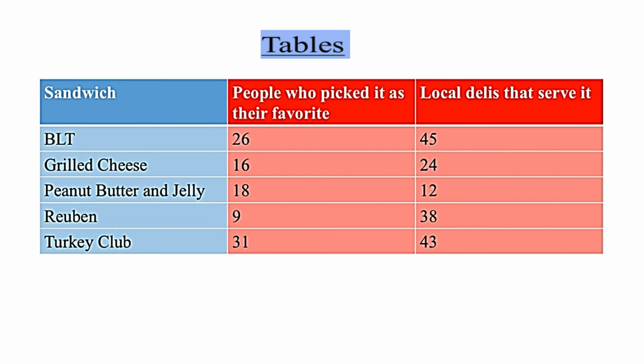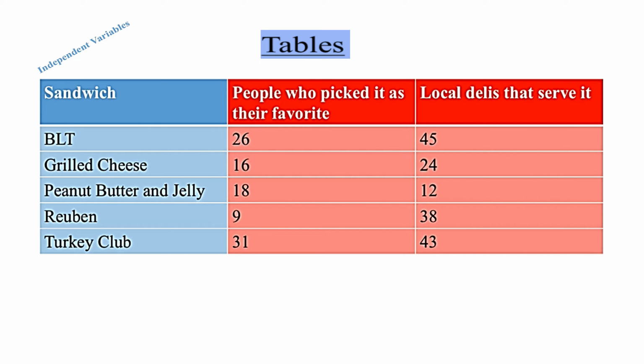Basically, it's just a way to organize the information. Fair enough? In this case, it happens to be about sandwiches, but of course, it could be about anything else. In this table, the independent variable would be the sandwiches, as you can see here, because they exist entirely on their own. We don't change them every now and then. Fair enough?